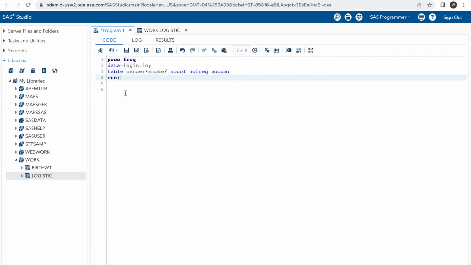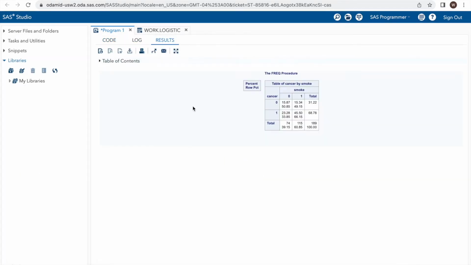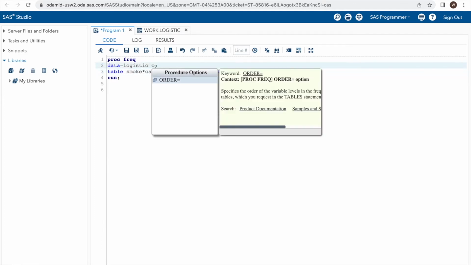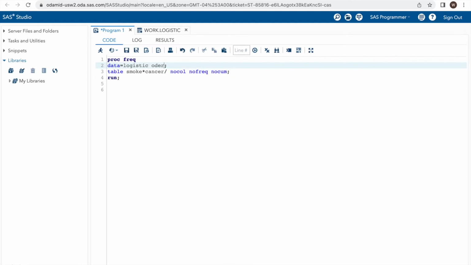I sometimes forget the rules of the table statement, so let's see what it gives us as it is. Okay, so there's a few things we want different. We want cancer up here, and also we want the 1 in this column. So what we can do is switch the orientation of smoking and cancer, and we can also tell SAS to order differently.